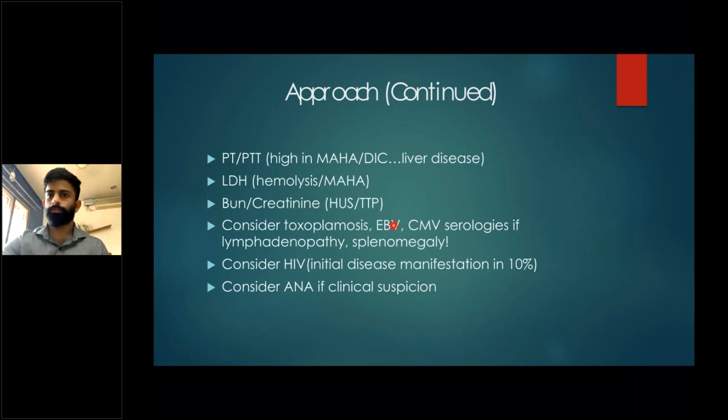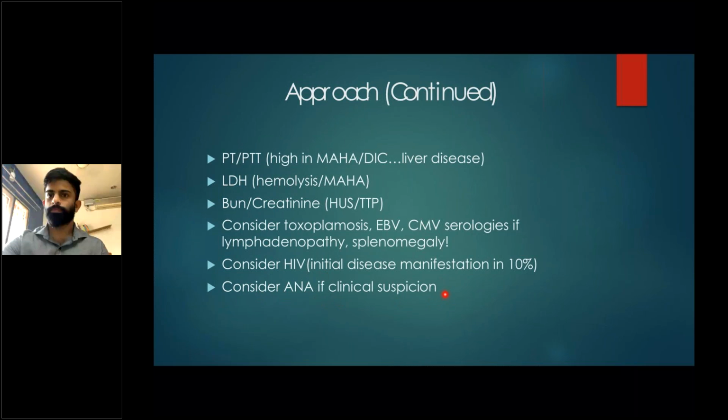be kidney involvement. And then consider toxoplasmosis, EBV or CMV serologies if lymphadenopathy or splenomegaly is there. EBV and CMV especially will have lymphadenopathy. Generalized lymphadenopathy is most commonly seen with EBV, or infectious mononucleosis caused by EBV. Then you have to consider HIV, since the initial disease manifestation is only 10%. And then consider ANA if there is any clinical suspicion of any autoimmune or rheumatic disease. If you suspect SLE, you have to go for ANA, it's a screening test.